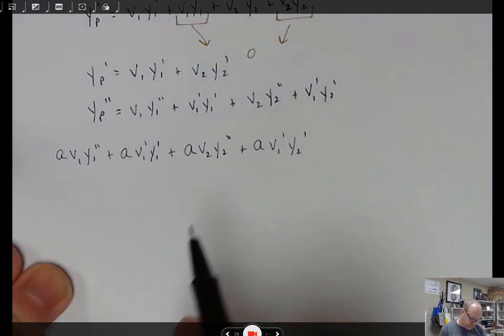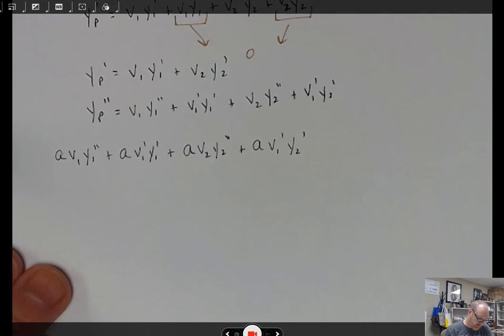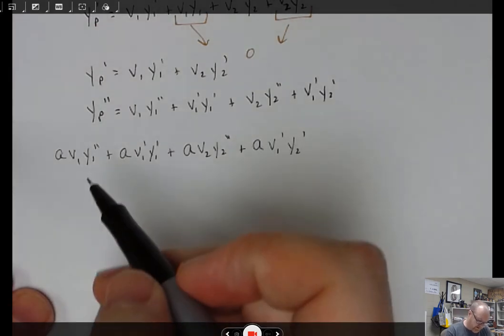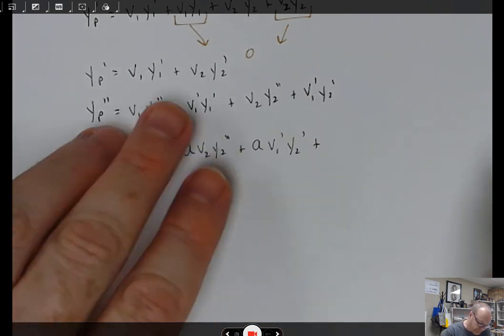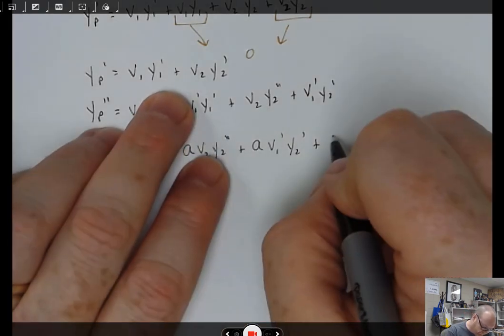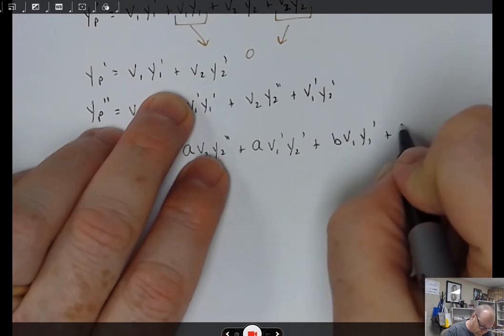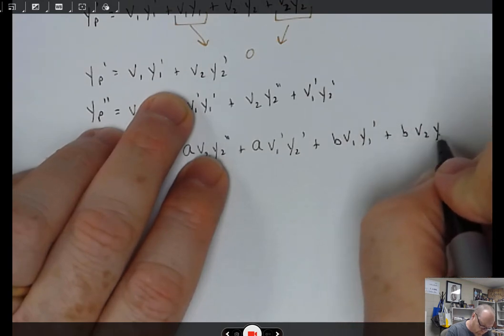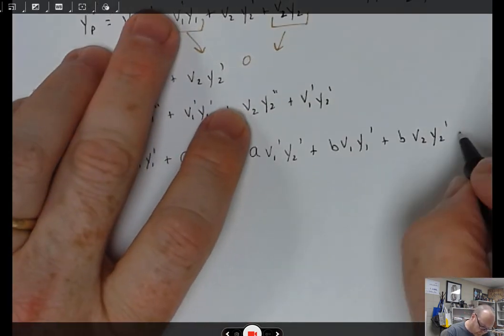Let me just glance and be sure I've got my primes and double primes and subscripts all correct. All right, so that's the first piece. So to that, I'm going to add b times y prime, which is b times all of this. And then finally, c times the function.